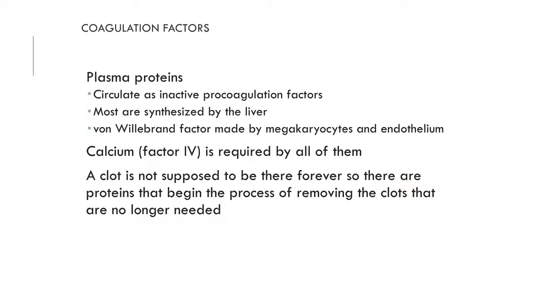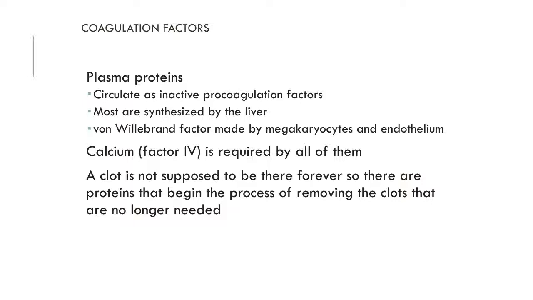Like I said, we normally think about platelets when we're thinking about coagulation, but in actuality, the plasma proteins are very involved in the coagulation process. The plasma proteins circulate as inactive procoagulation factors, and most are synthesized by the liver. Von Willebrand's factor is made by megakaryocytes and the endothelium. Calcium, which is factor 4, is required by all of them to be produced.